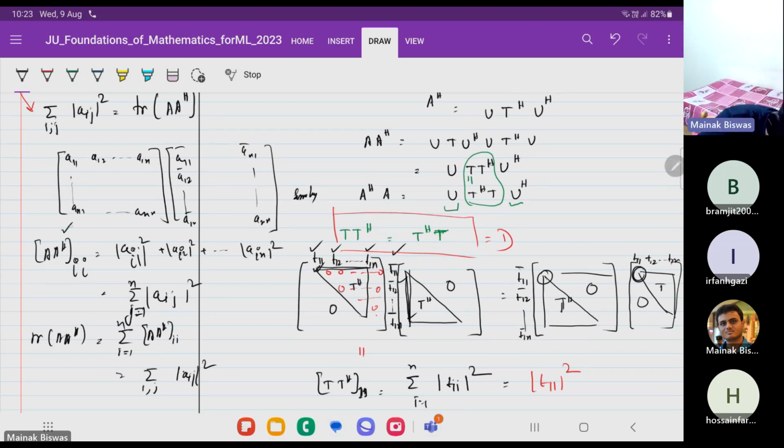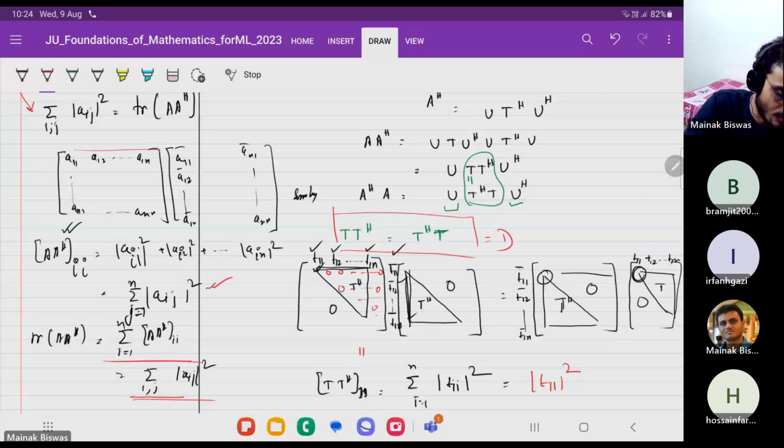I have found the one diagonal element as Brahmajit told me, and then I have summed over all the diagonal elements. So I have two sums, a double sum, right? Agreed? Yes. One diagonal element is the sum of the first row. The second diagonal element will be the second row, and the third diagonal element, the third row, and so on.